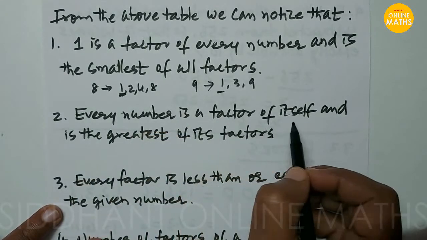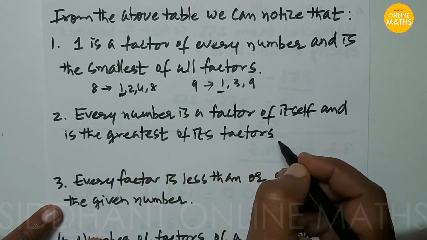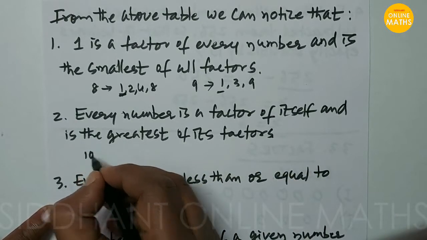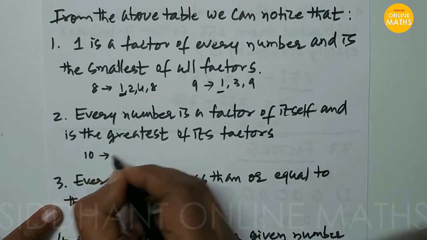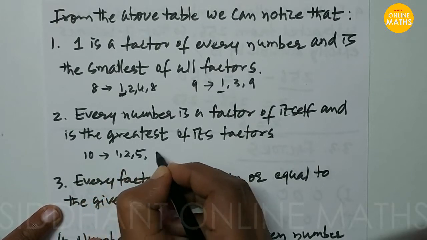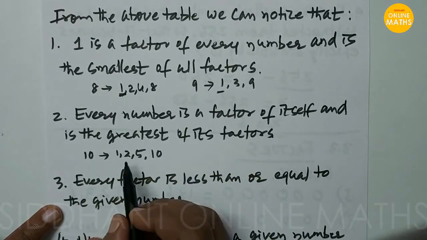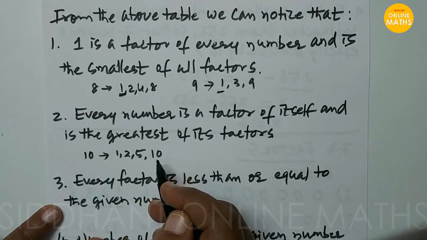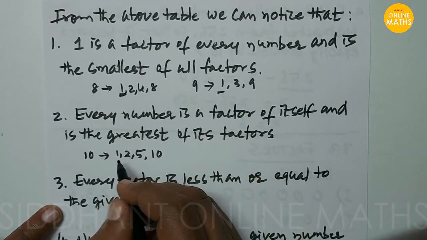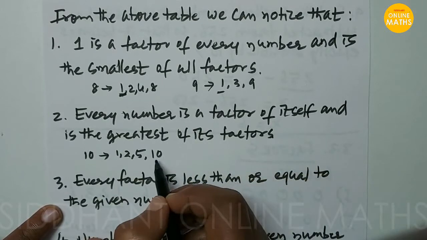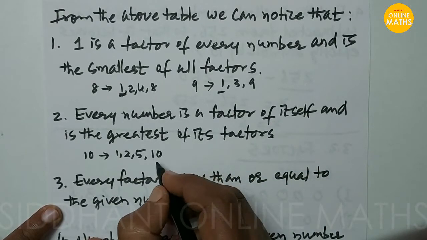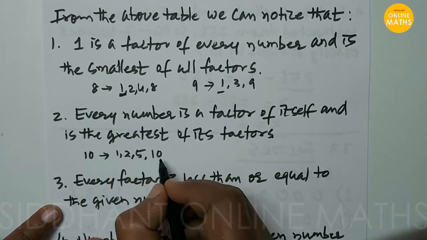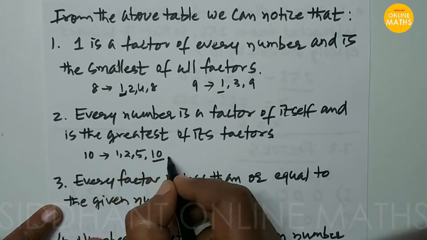Every number is a factor of itself and is the greatest of its factors. Take 10, for example. You have the factors 1, 2, 5 and 10. 1 is a factor, 2 is a factor, 5 is a factor, and 10 is a factor. The first statement says 1 is the smallest factor, and the second statement says the given number itself is the greatest factor of the number. So 10 is a factor of 10, and this 10 will be the greatest of all factors.